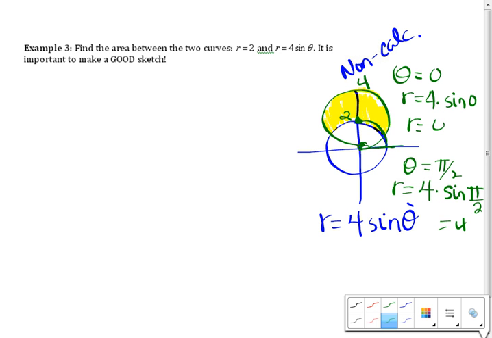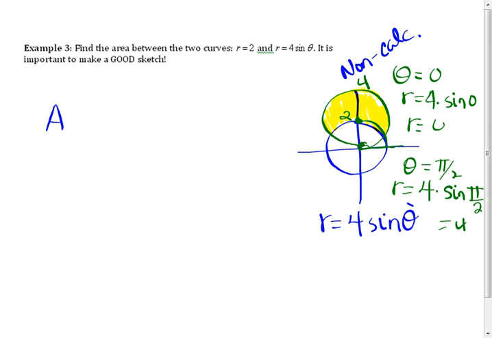Well, just like you've done with other areas, I have to integrate, but I want the shaded region. So I'm going to take the area of r equals 4 sine theta and then subtract off what? The area of the sector from that one to that one, right? Subtract off the area of r equals 2. If I get my angles correct, that's going to be the hard part right there. And if I integrate this, it'll give me this sector right there.